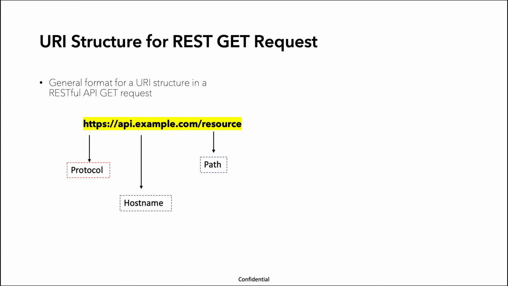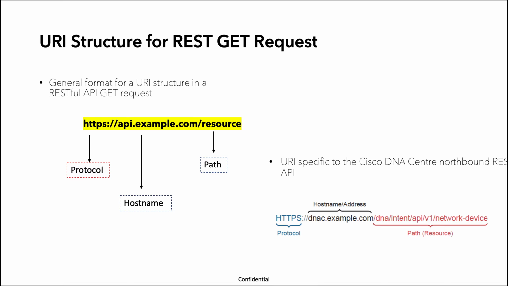So if you look at the URI specific to the Cisco DNA Center Northbound REST API, this is an example. Here you can see there is a protocol, there is a host name, and then there is a path for that DNA Center.